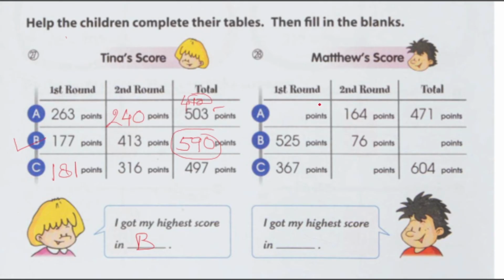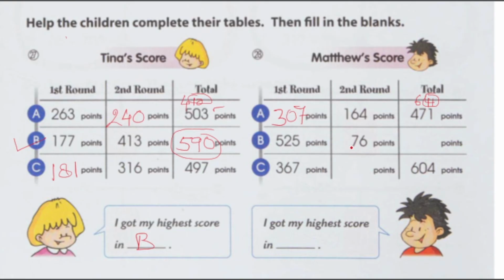Now come to Matthew's. To find this number, we have to subtract 164 from 471. We can't subtract 4 from 1, so we have to borrow one number. So write 11 on this place and 7 will be reduced to 6. So 11 minus 4 is equal to 7. And 6 minus 6 is equal to 0. And 4 minus 1 is equal to 3.